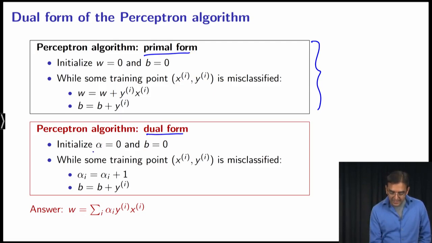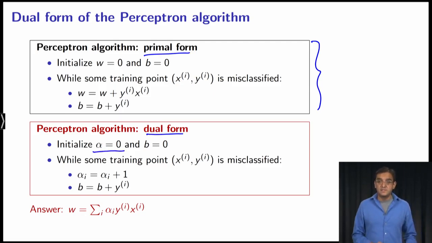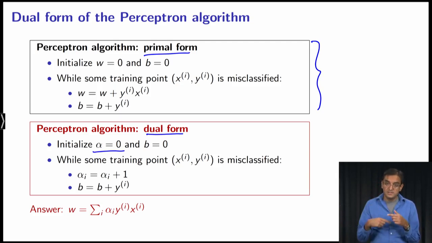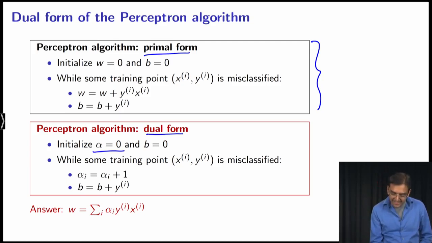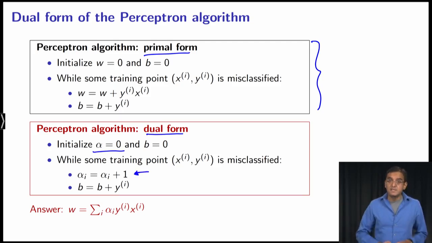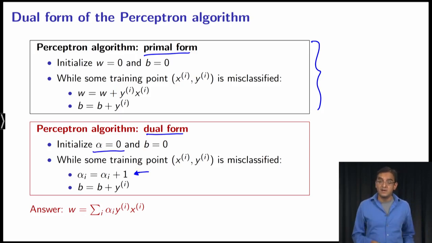So here we initialize the alphas to 0. So alpha is a vector with n entries. We initialize it to 0 because we haven't updated on any of the points yet. Then we start cycling through the points. And each time we come to some point xi, yi that we've misclassified, it means we're going to update on that point. So we simply increment alpha sub i. We're doing one more update on that point. That's it. And we make the same change to b as before.